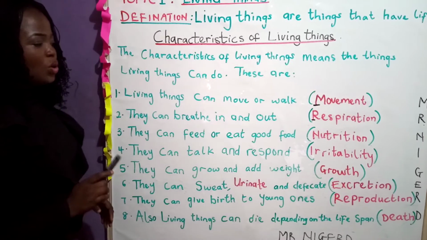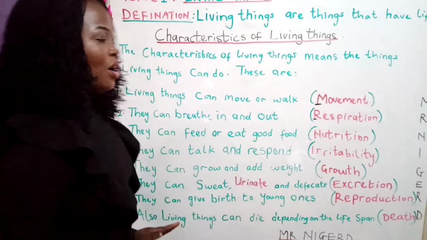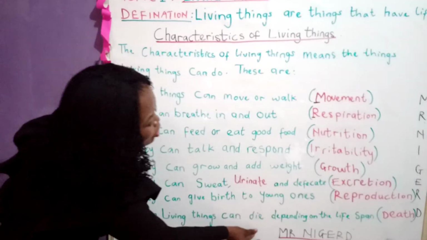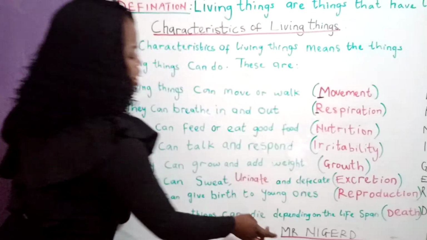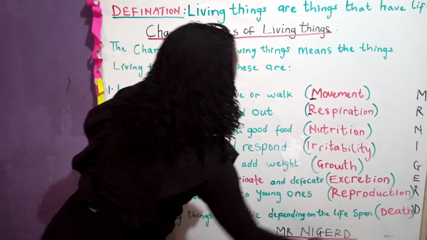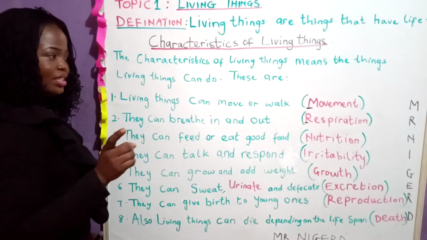In a short note, all these characteristics of living things I'm talking about, you can easily make use of your Mr. Niger D. I call it again, Mr. Niger D. This is the formula for finding the characteristics of living things.